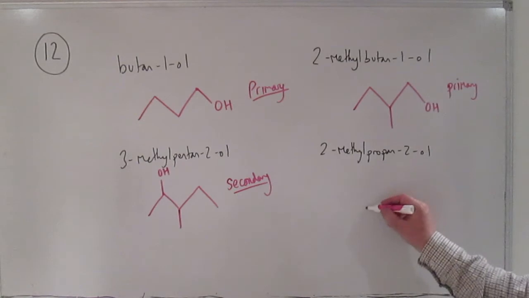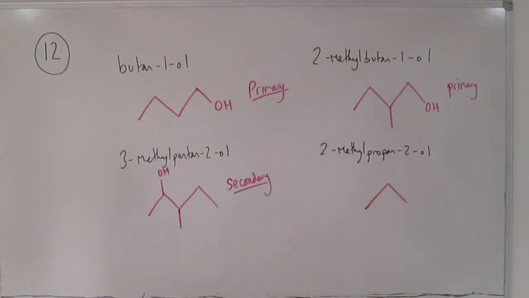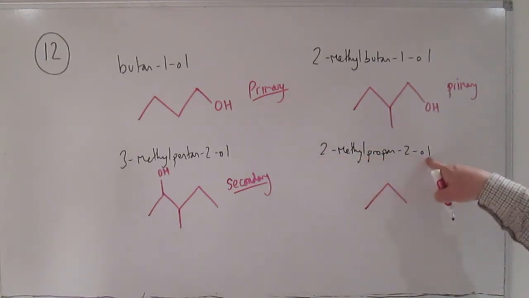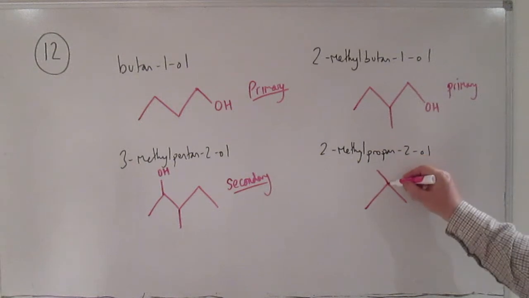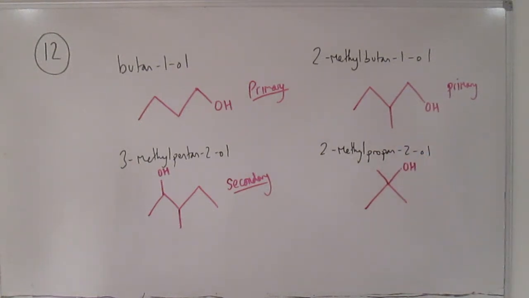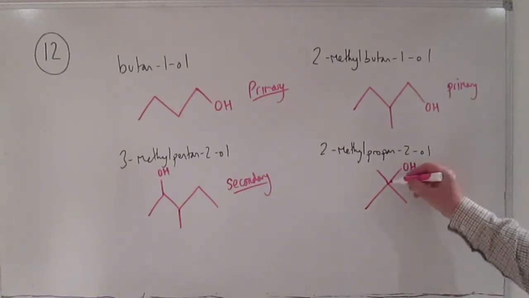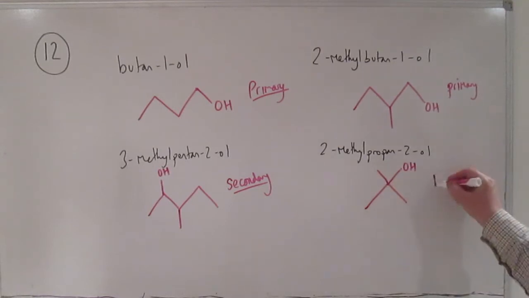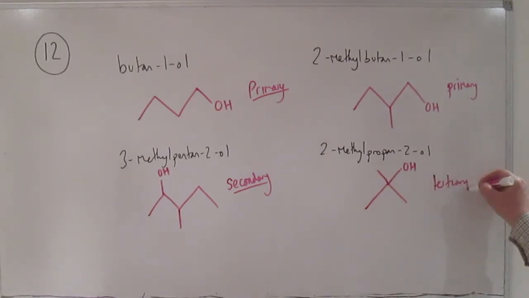2-methylpropan-2-ol. Propan is a saturated chain of 3, and you can see that carbon 2 has both a methyl group and the OH group, so it's going to look like this. And that is a tertiary alcohol, because the carbon with the OH has 3 other carbons attached. So 2-methylpropan-2-ol is a tertiary alcohol.